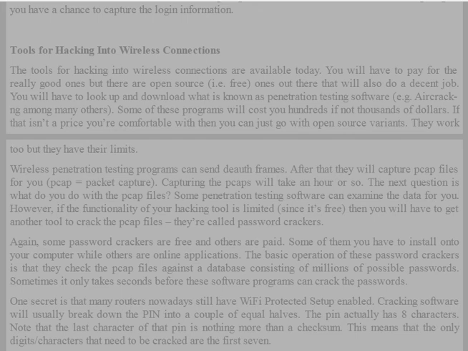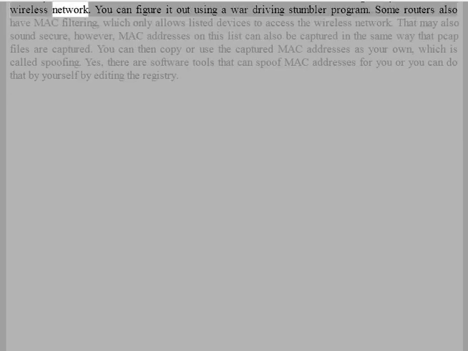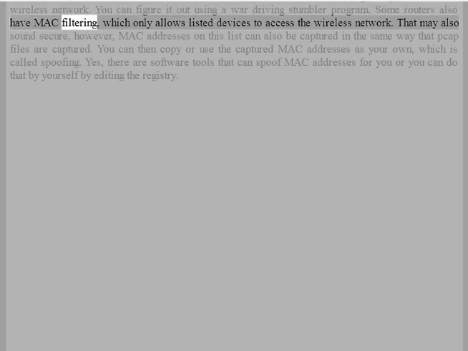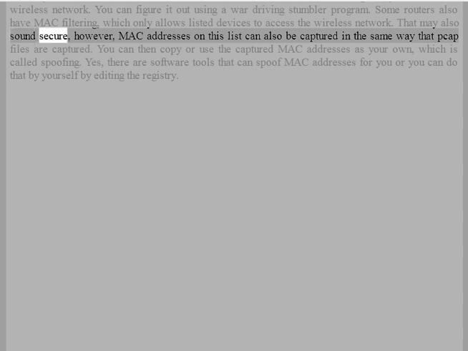You may have encountered routers that do not broadcast their SSID, the name assigned by the user to the wireless network. You can figure it out using a war-driving stumbler program. Some routers also have MAC filtering, which only allows listed devices to access the wireless network. That may also sound secure.